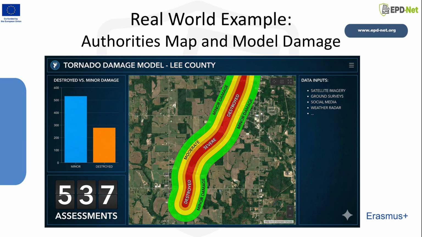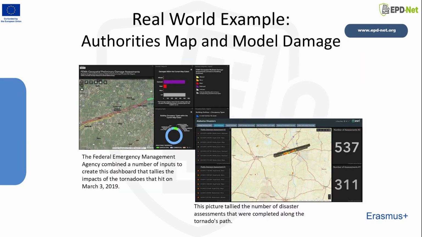Here we can see how visual intelligence played a critical role in understanding the scale of destruction. On the left, FEMA created a unified dashboard by combining numerous inputs: satellite imagery, drone captures, field inspections, 911 calls, and meteorological data. This dashboard made it possible to see the total impact of the March 3, 2019 tornadoes in one consolidated view.